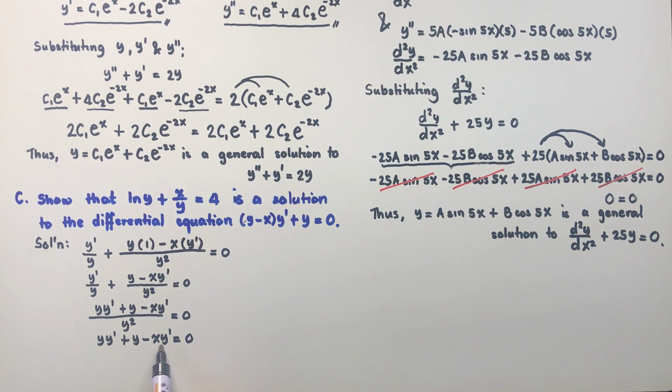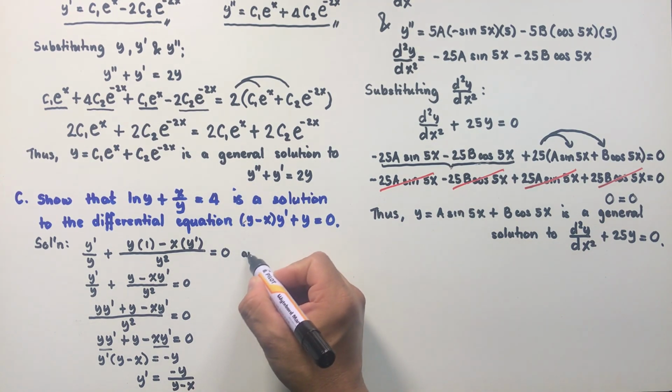And then factoring out the common factor, which is y prime for these two terms, we have y prime times y minus x. And this is equated to negative y if you subtract both sides of the equation by y. So the y at the left will be cancelled, but we have a negative y at the right. So therefore, our y prime is equal to negative y over y minus x.